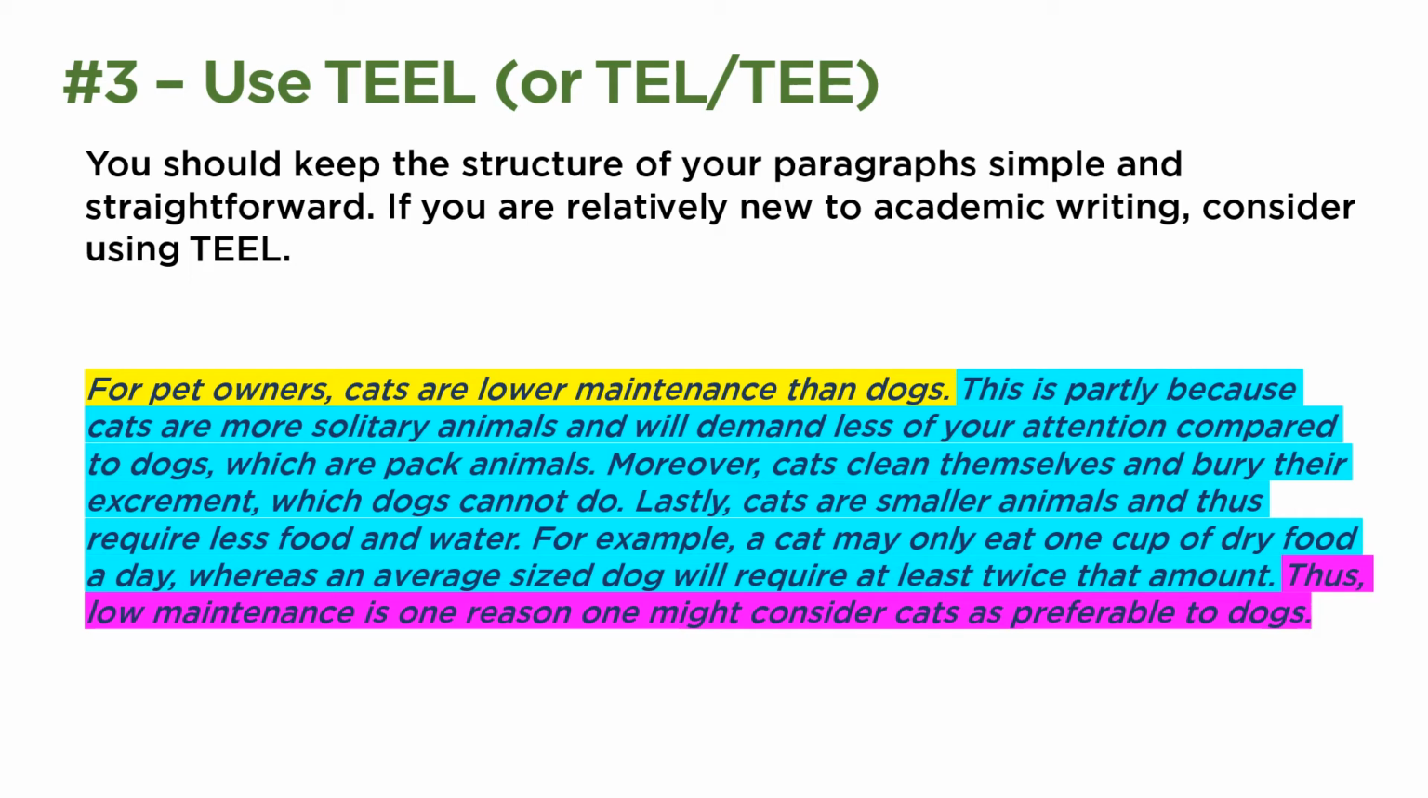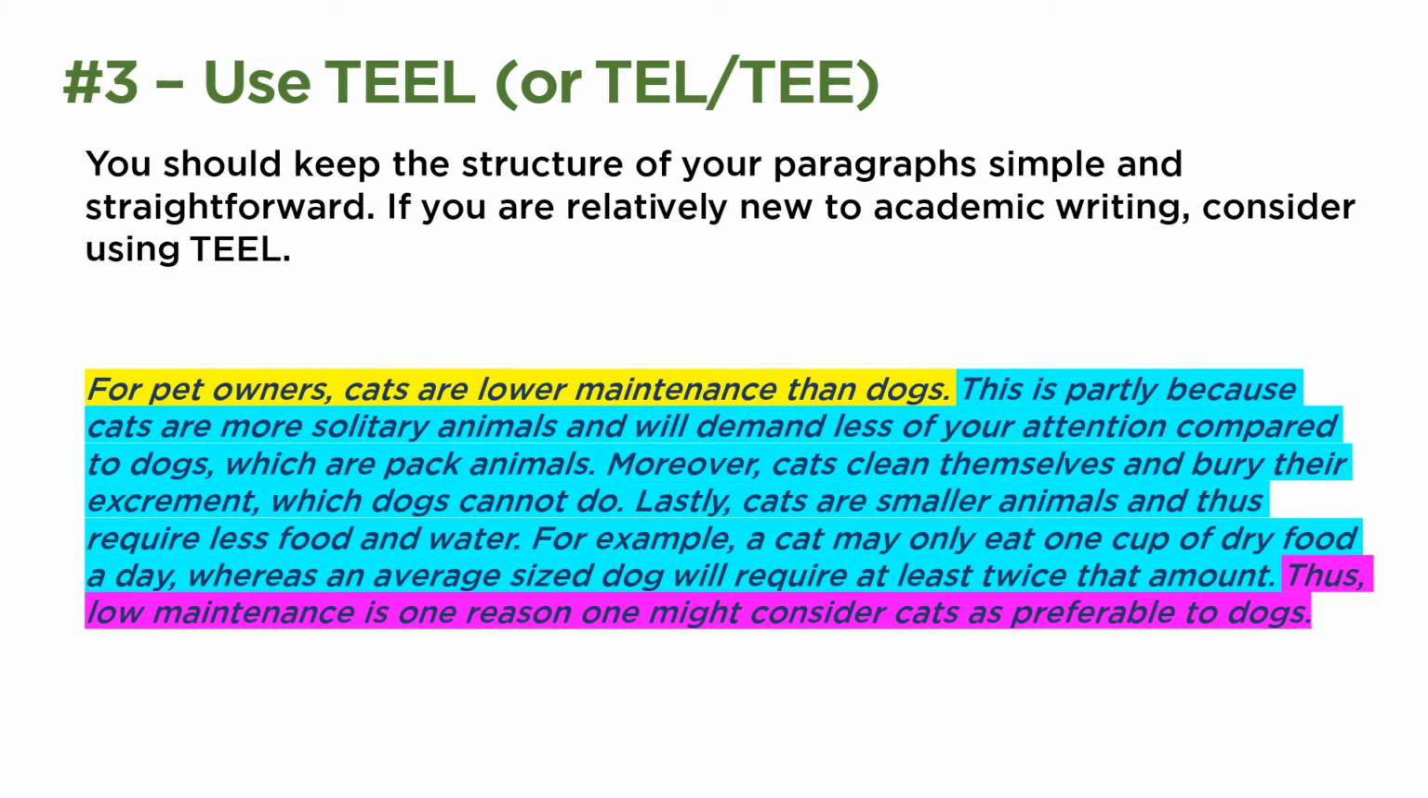This is followed by an explanation. "This is partly because cats are more solitary animals and will demand less of your attention compared to dogs, which are pack animals. Moreover, cats clean themselves and bury their excrement, which dogs cannot do. Lastly, cats are smaller animals and thus require less food and water." Here we have the explanation. This is just unpacking or trying to justify that first topic sentence that cats are lower maintenance than dogs.